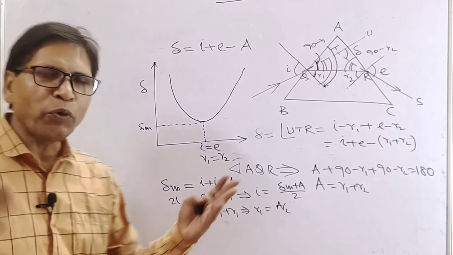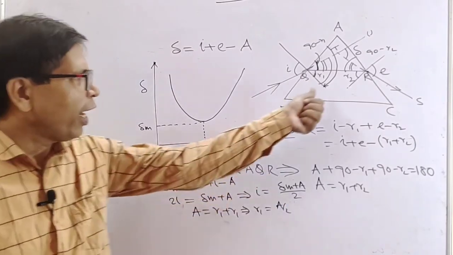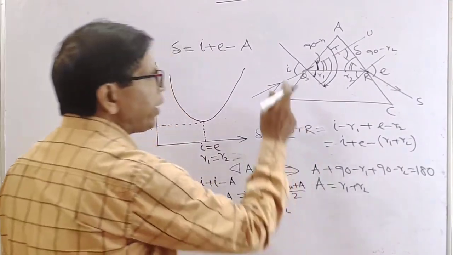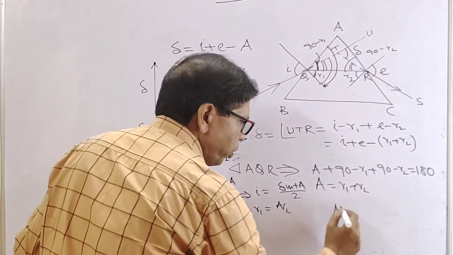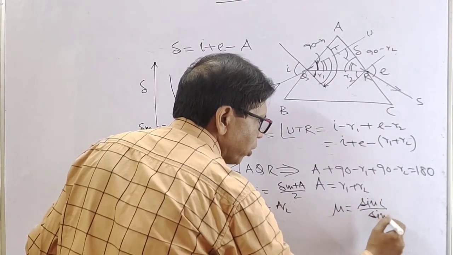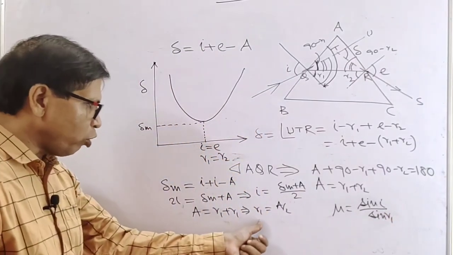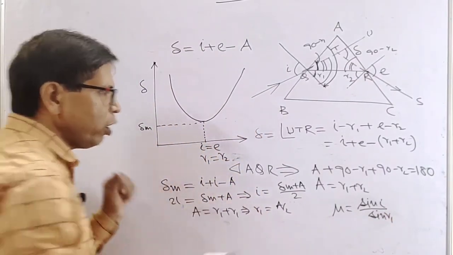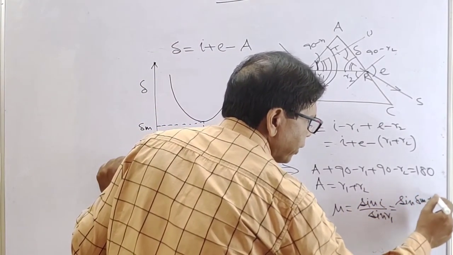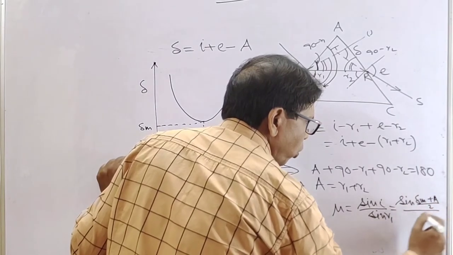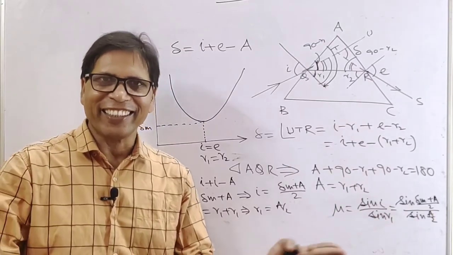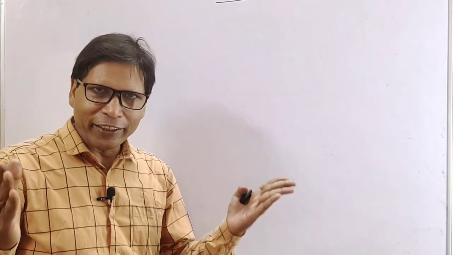Now, we have to express the relation between refractive index of the prism and minimum angle of deviation. Considering refraction at the point Q, mu equal to sin I divided by sin R1. Okay, now putting the value of R1 and I, you get, look at this, sin of (delta M plus A) divided by 2 whole divided by sin A by 2. Okay, understood?